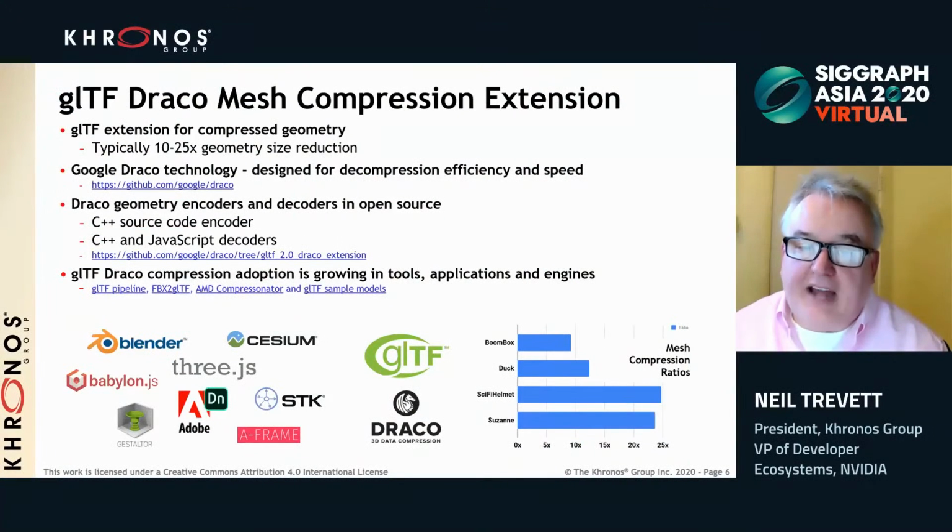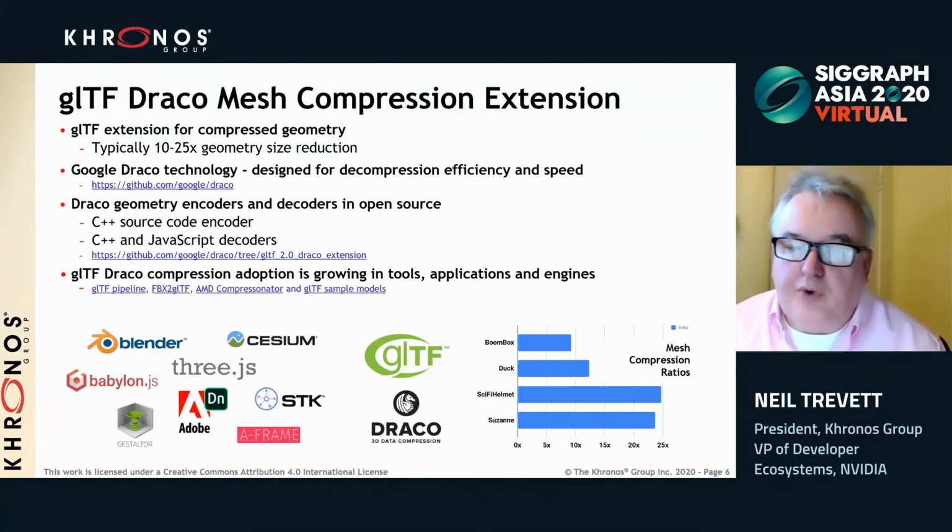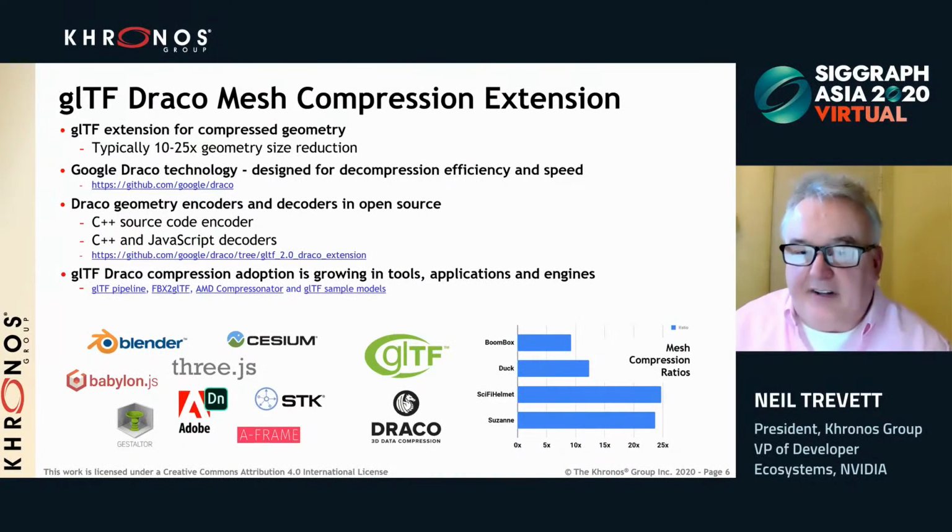glTF is an extensible standard to enable it to evolve to meet industry needs. One of the most widespread developer needs, of course, is for small, compact asset file sizes. The Draco mesh compression extension uses compression technology developed by Google and is now widely adopted by the major 3D tools and engines with encoders and decoders in open source. The Draco extension enables geometry in a glTF file to be compressed, typically by a factor of 10 to 25 times.